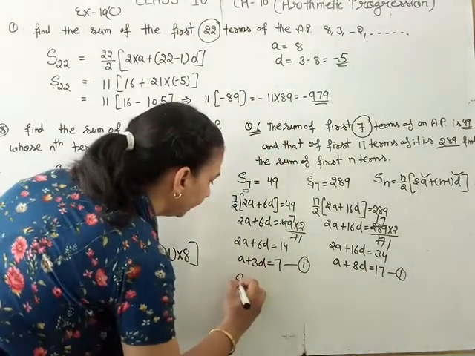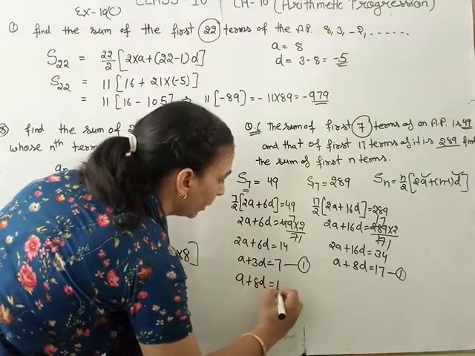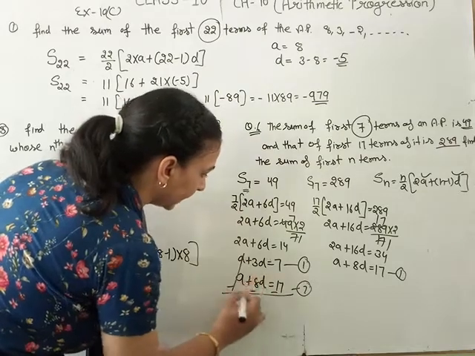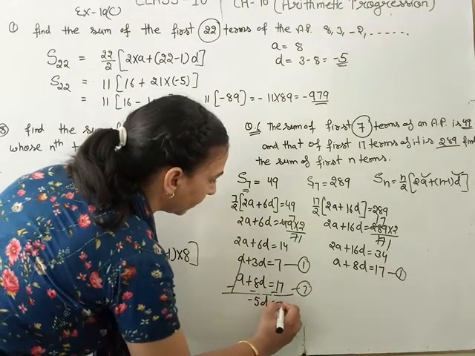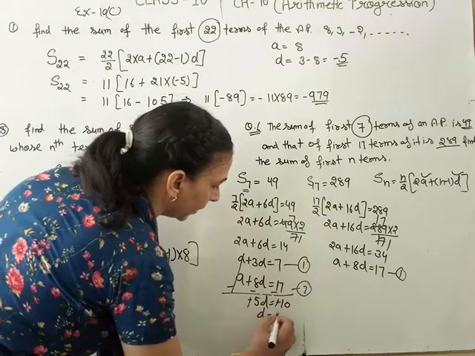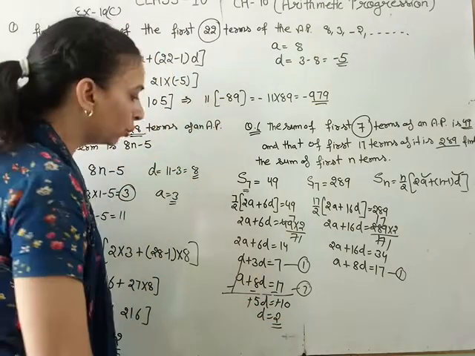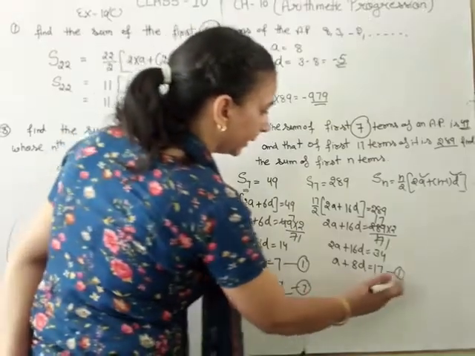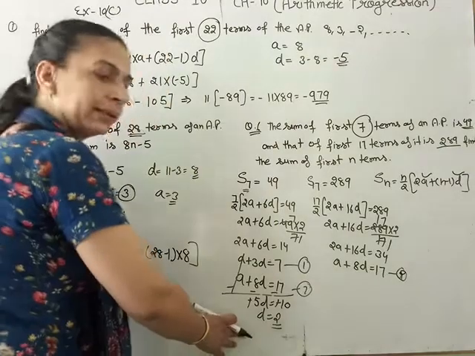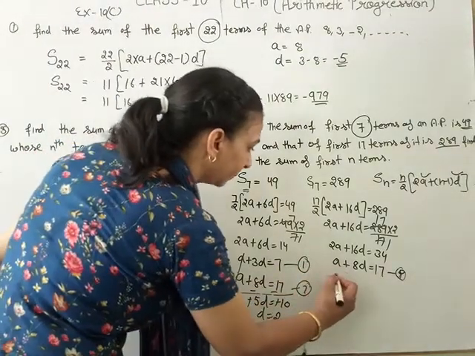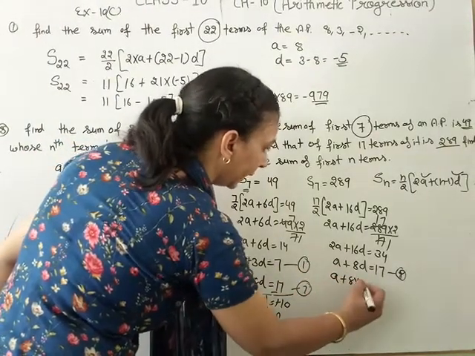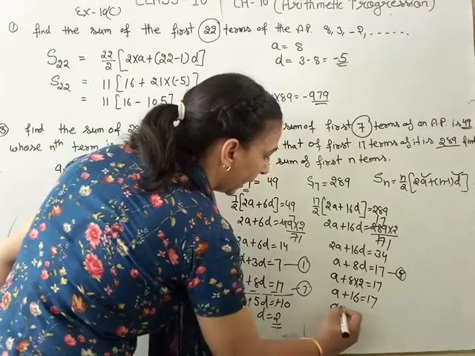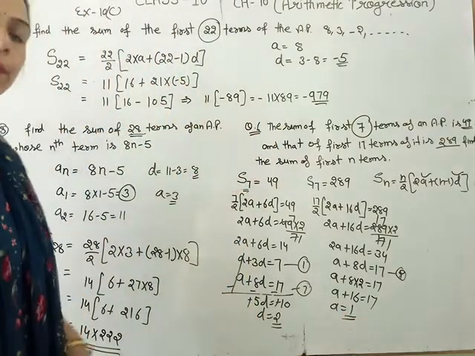From first and second, a plus 8d equals 17. Subtract the first from the second: a cancels out, then minus 5d equals minus 10. Cancel out, d equals 2. Value of d equals 2. Next, from the second equation we find the value of a. We use a plus 8 multiplied by d, 2, equals 17. A plus 16 equals 17, so a equals 1. Value of a equals 1.